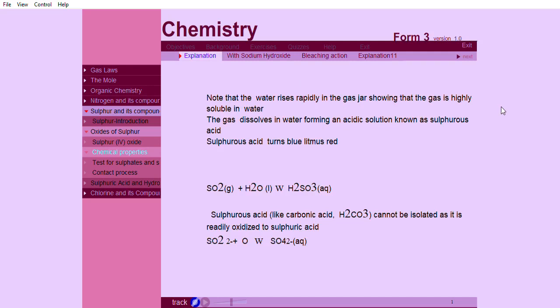The gas dissolves in water, forming an acidic solution known as sulfurous acid. Sulfurous acid turns blue litmus red. Sulfurous acid, like carbonic acid, cannot be isolated as it is readily oxidized to sulfuric acid.